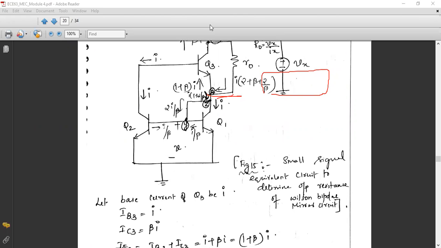So how do we find the current entering this particular node? We know that 2I by beta is flowing in this particular direction, and I is flowing towards transistor Q1. Therefore, how can you write the current entering node Z, anyone? How will you write the expression for the current entering this node Z? These two are leaving currents. I is a leaving current. 2I by beta is also a leaving current. So what will be the entering current to node Z?